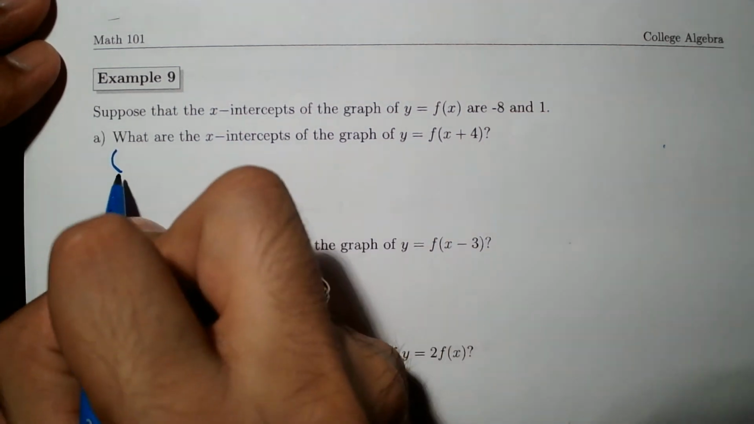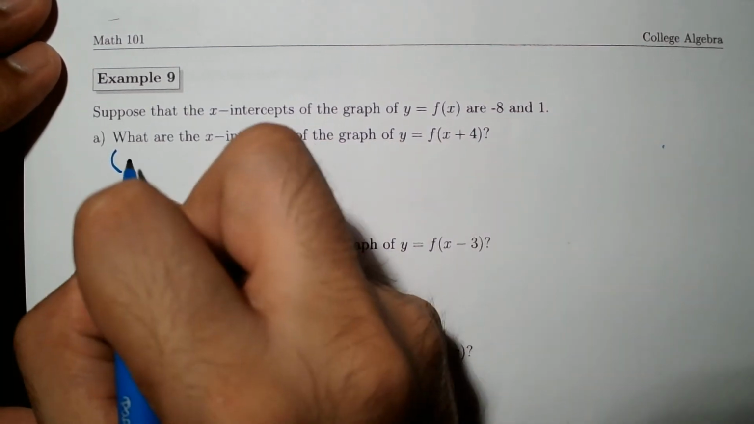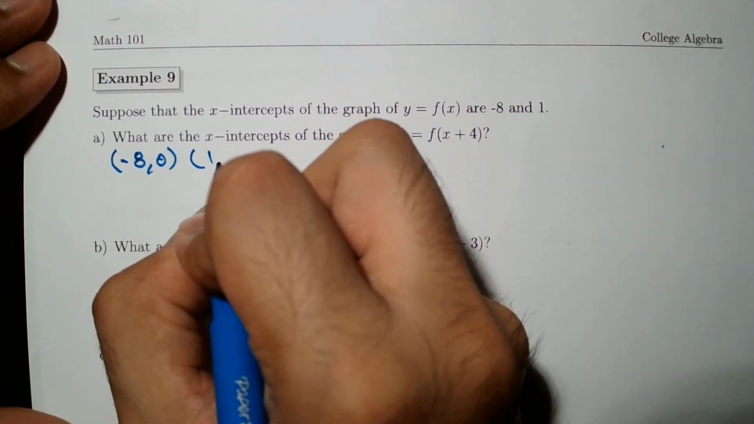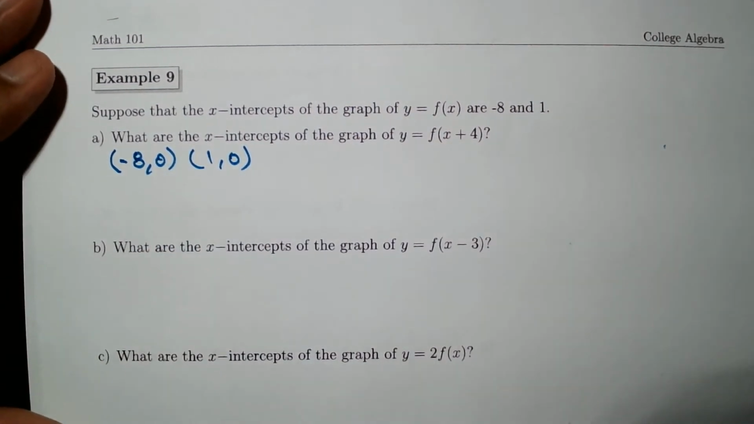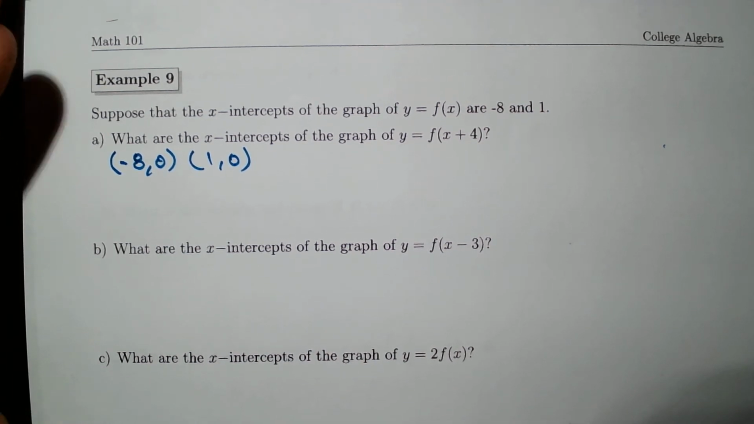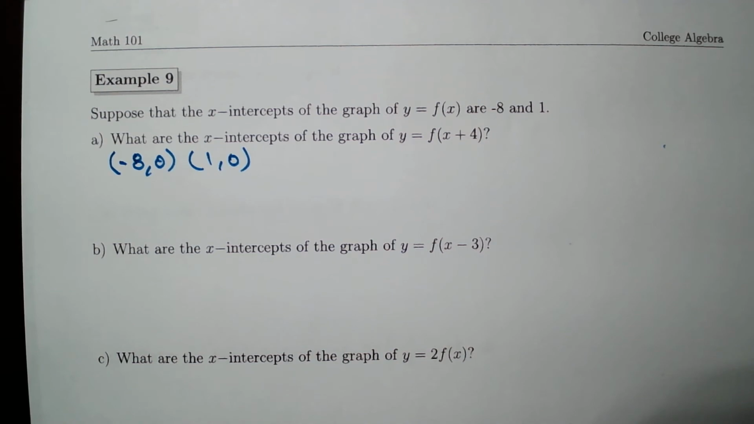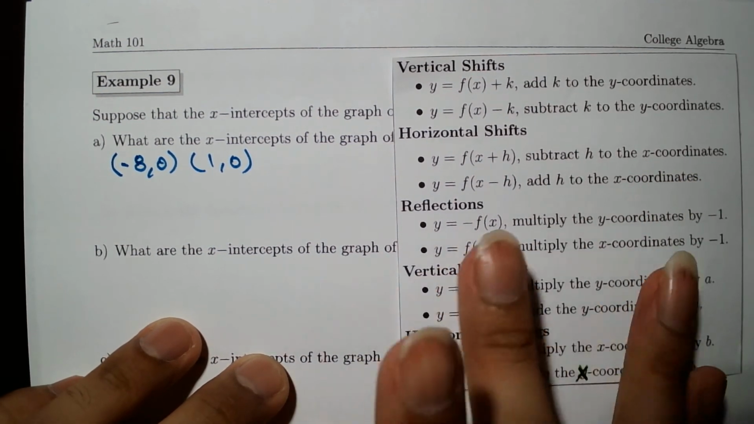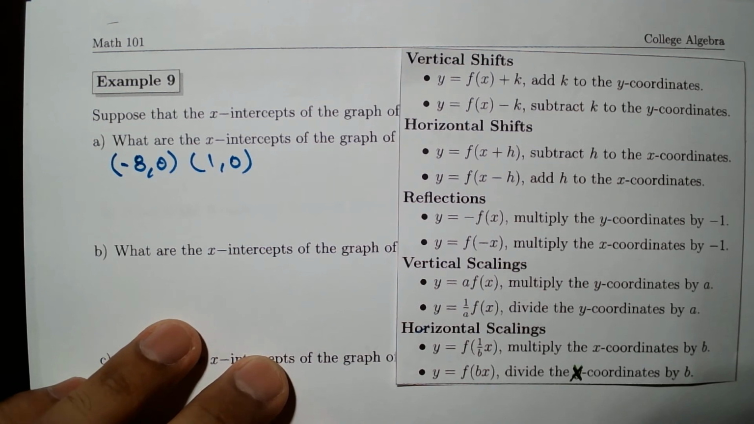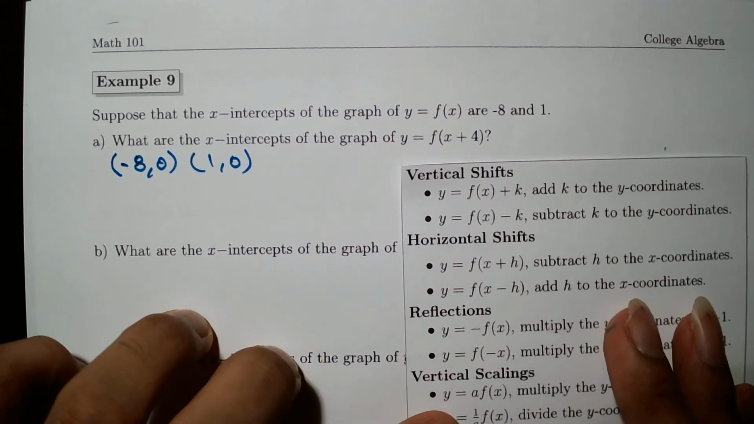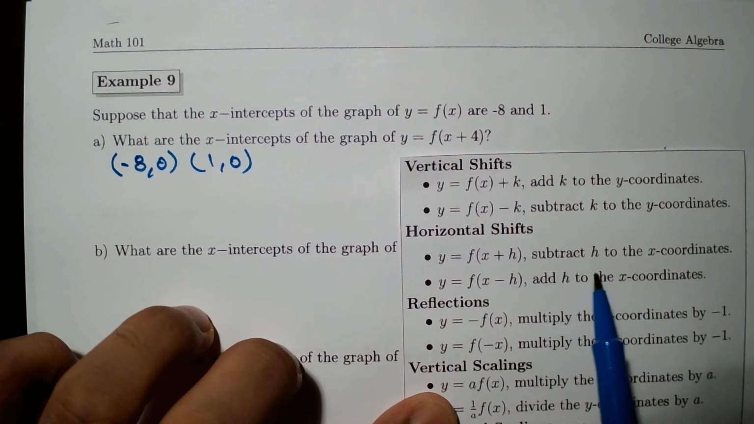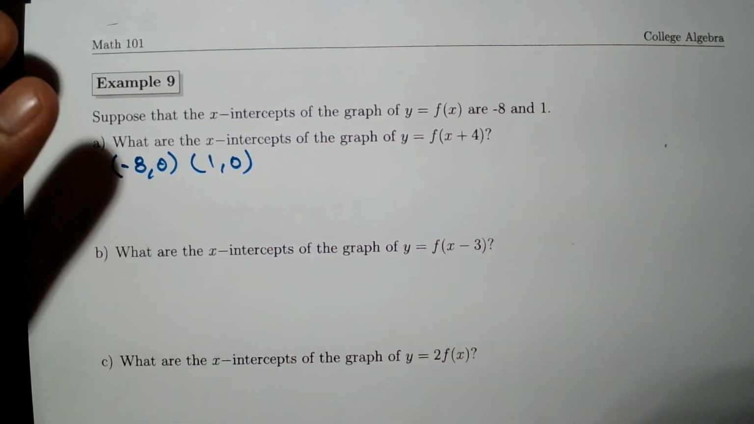In this case, the ordered pair for the first x-intercept is (-8, 0), and then (1, 0). Those are the points. What are the x-intercepts of the graph of y equals f of x plus 4? Again, let's refer to our transformations summary. In this case, we have plus 4, plus h, so we're going to subtract h units from the x coordinates.